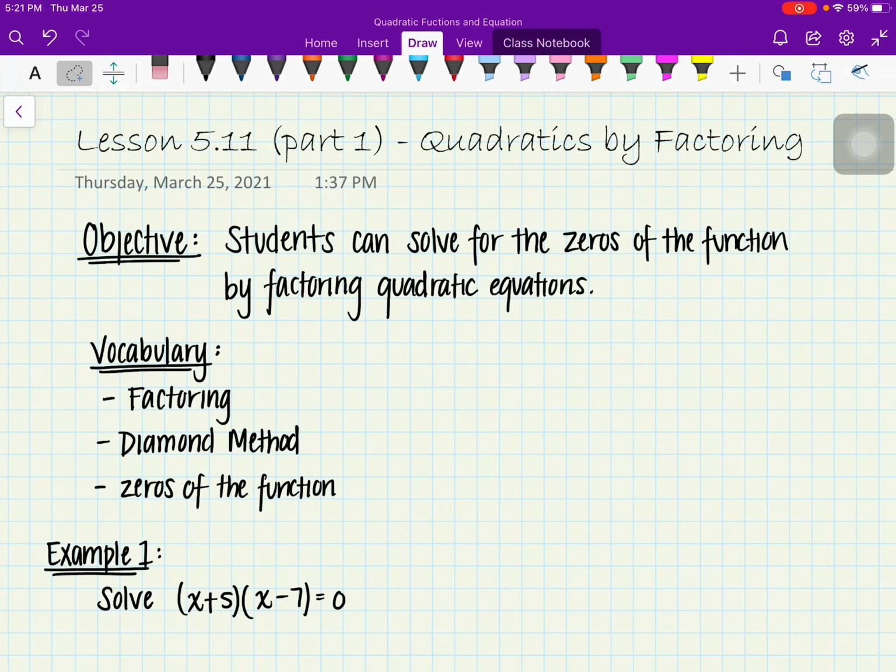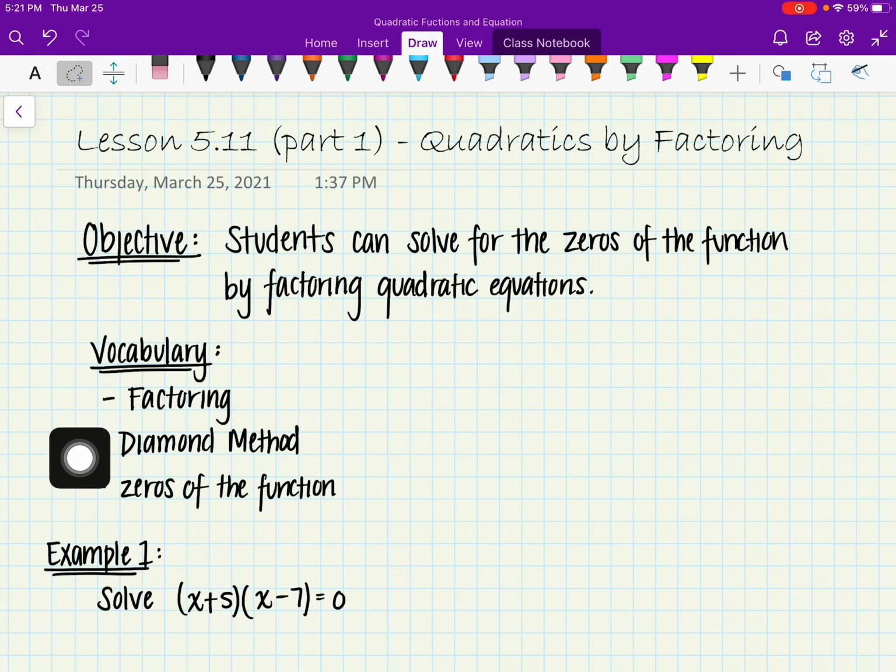Alright, you guys, let's go ahead and take a look at this here. We are going to be doing lesson 5.11. This is part 1. There's 2 parts to this lesson. Part 1 is the introduction. In this case, our goal is that students can solve for the zeros of the function by factoring quadratic equations.